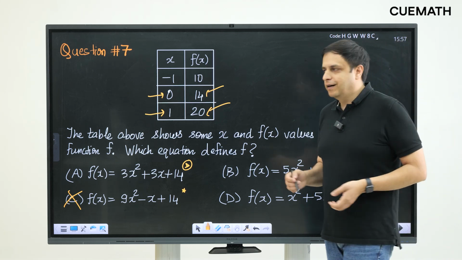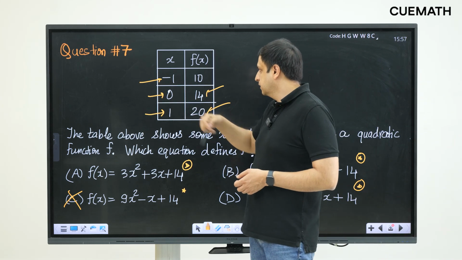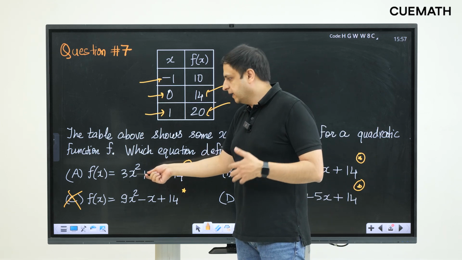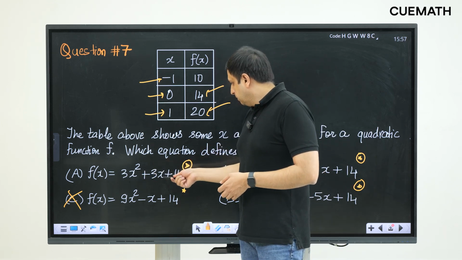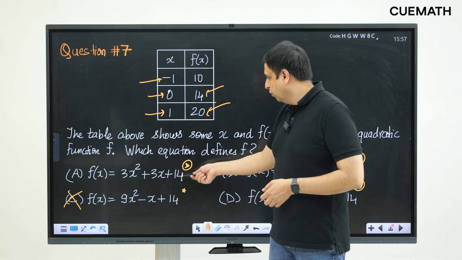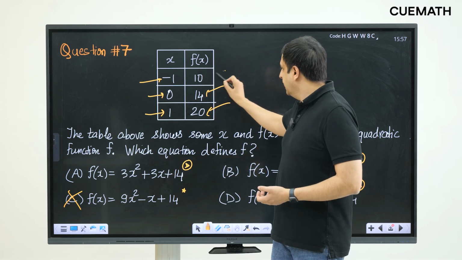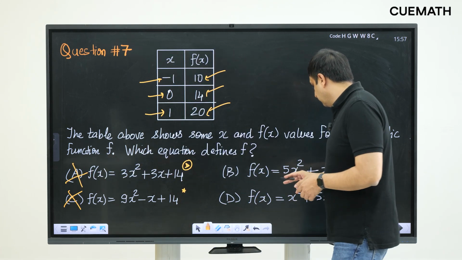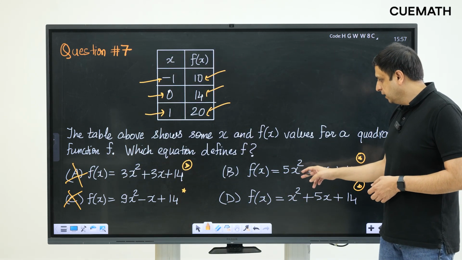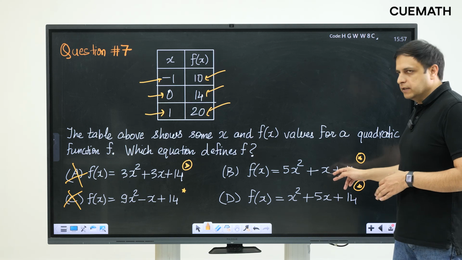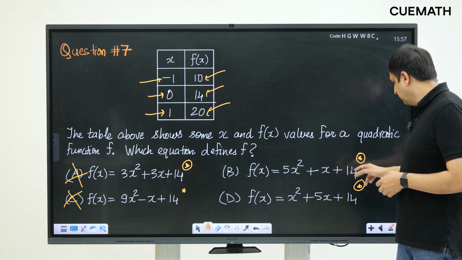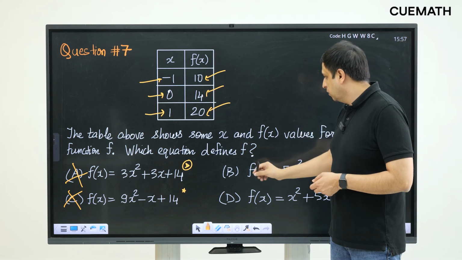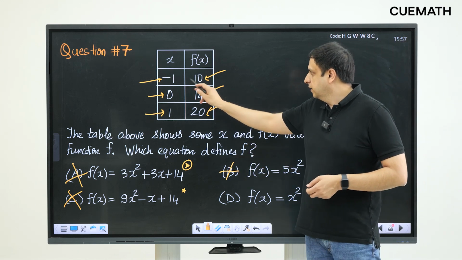So now the tiebreaker is the third value of x, which is minus 1. So let's put x equal to minus 1 here. I'll get 3 times minus 1 squared, which is 1, so 3, plus minus 3, plus 14, and that's 14. But I need a 10 here. So this one won't work. If I substitute minus 1 here, I get 5 times 1, that's 5, plus minus 1. So 5 plus minus 1 is 4, plus 14, that's 18. So this one also does not work because I need f of minus 1 to be equal to 10.